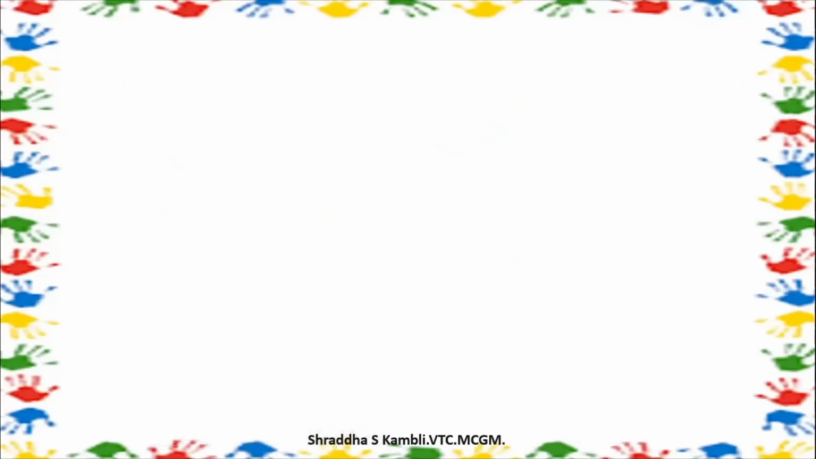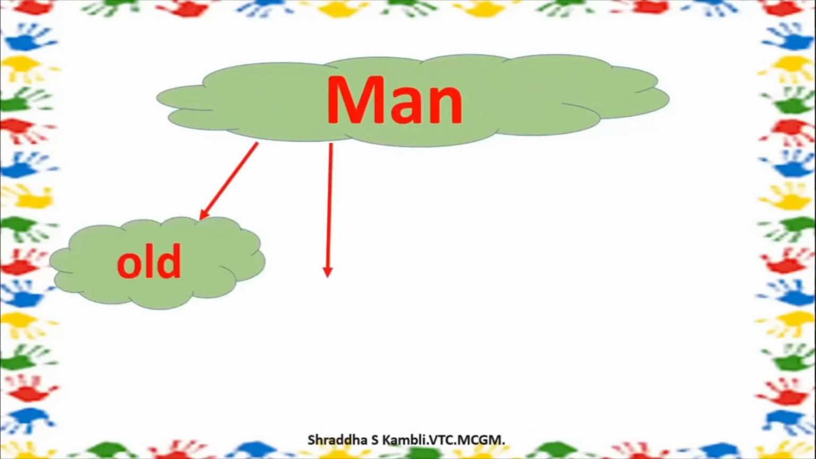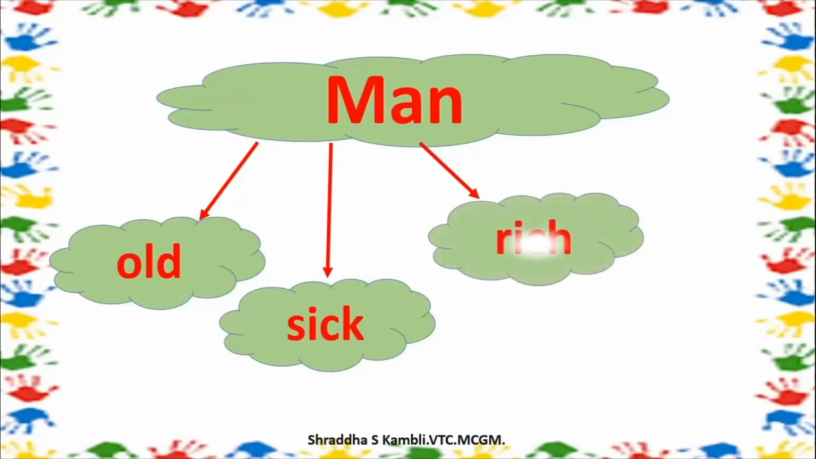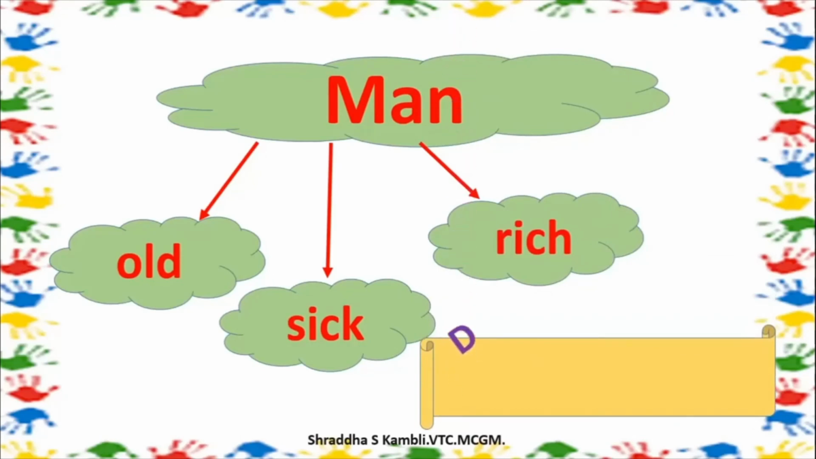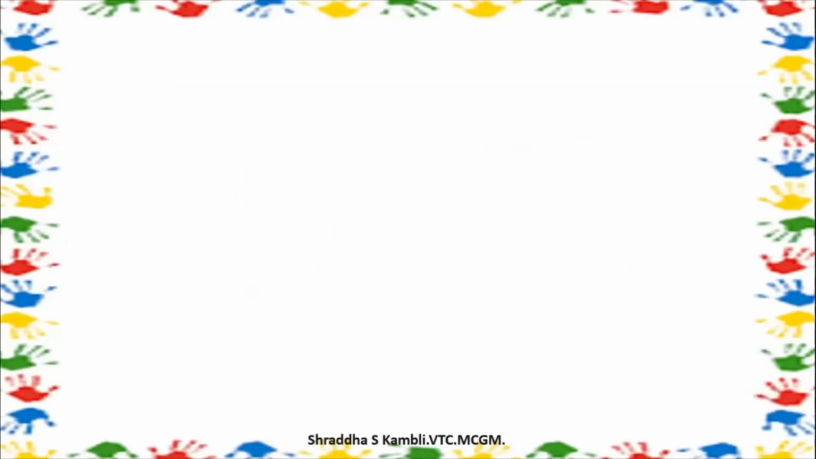Okay, see one more example. So you have old, you said sick, you said rich, and you said tall also. So these are all words which describe man, children. So they are called as describing words.